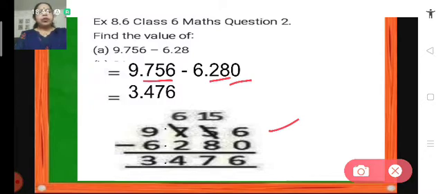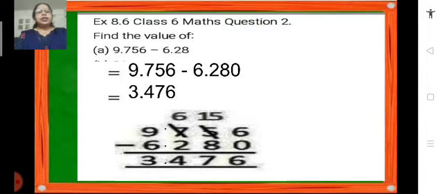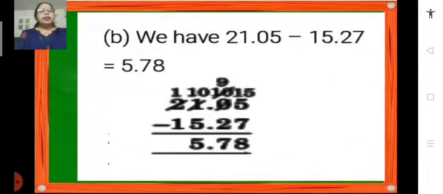Start subtraction from the extreme right, that means from the thousandths place here. So 6 minus 0, we have 6. Then we move on to the hundredths place. Here we have 5. So we borrow 1 from tenths and it becomes 15. 15 minus 8, we get 7. Let's move on to the tenths place. Here we have 6. So 6 minus 2 becomes 4. Then put the decimal point. Move on to the ones place. Here we have 9 minus 6. So we get 3 here. So the answer we get is 3.476.